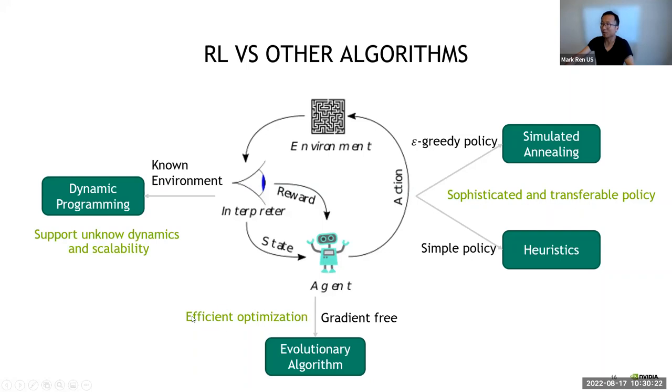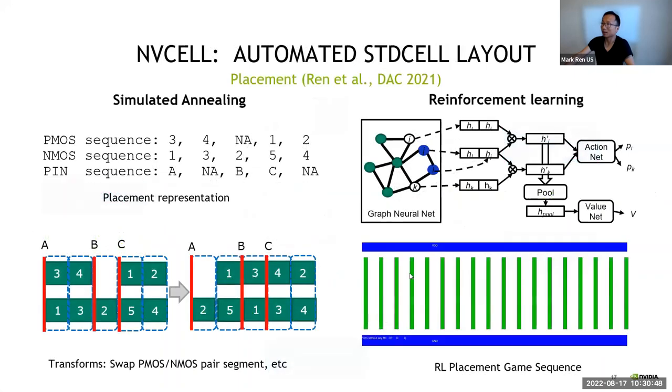Also, compared to evolutionary algorithms such as genetic algorithms, basically RL computes the gradient, so it's more efficient, right? The evolutionary algorithms have no gradient, so you have to search a lot. RL is more computationally efficient than those. So this is just some review, but let me show my example.